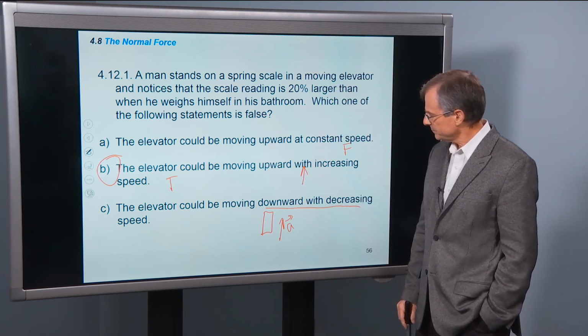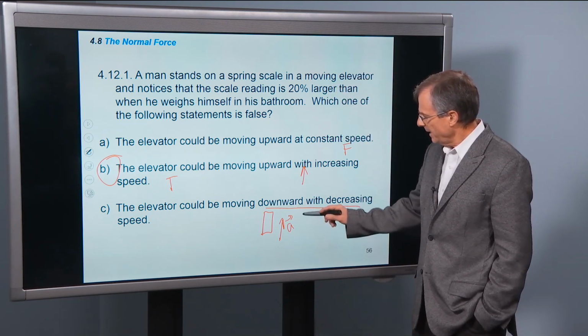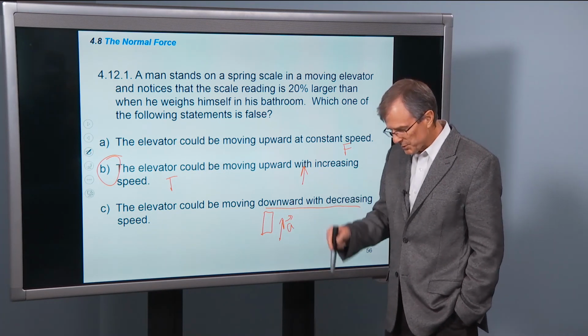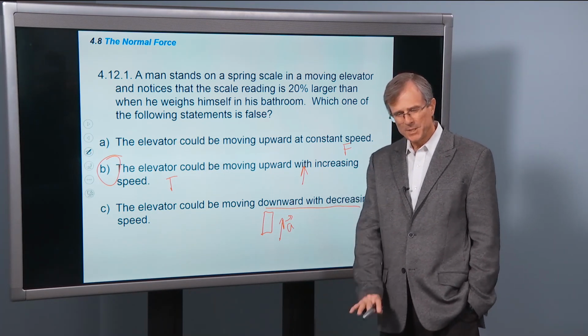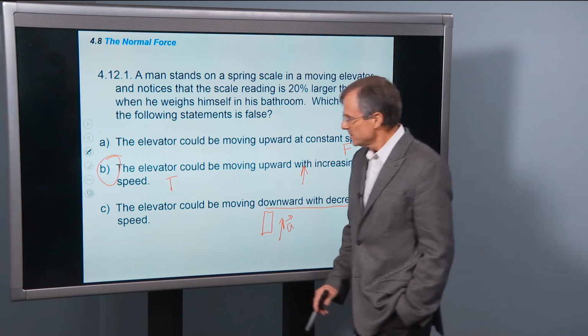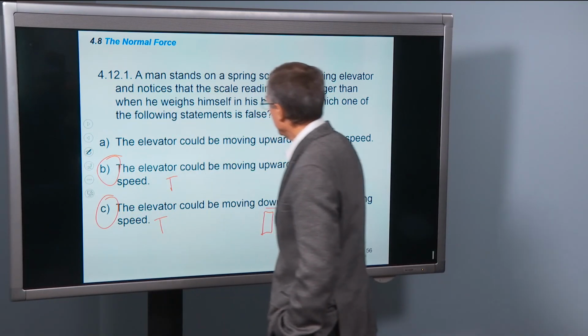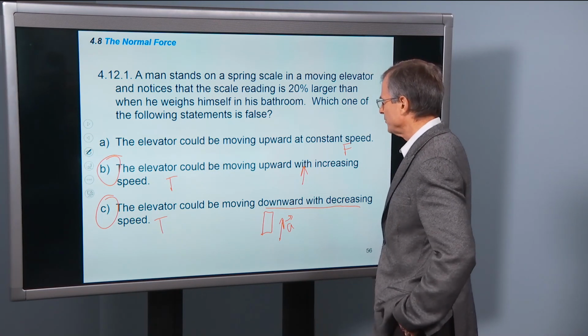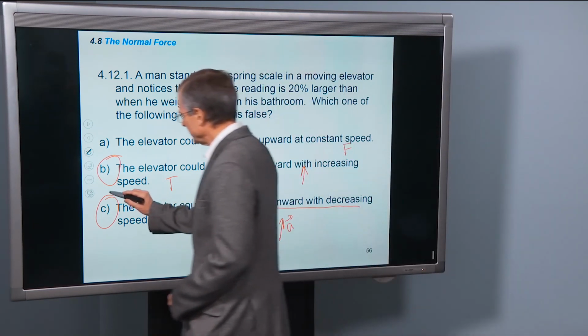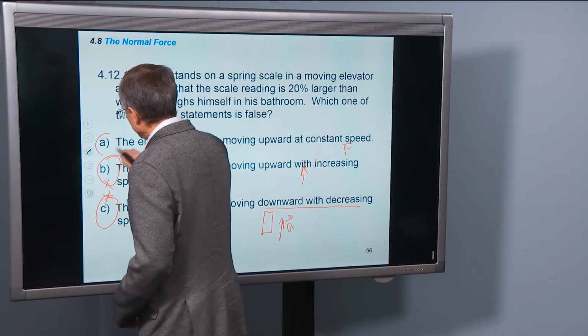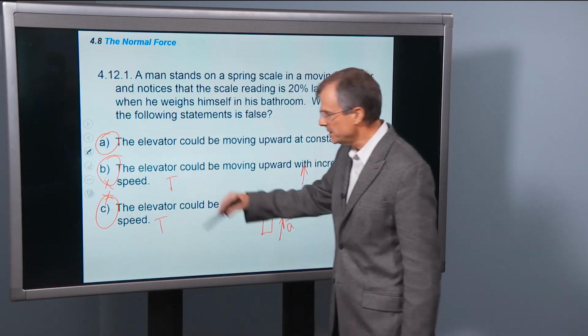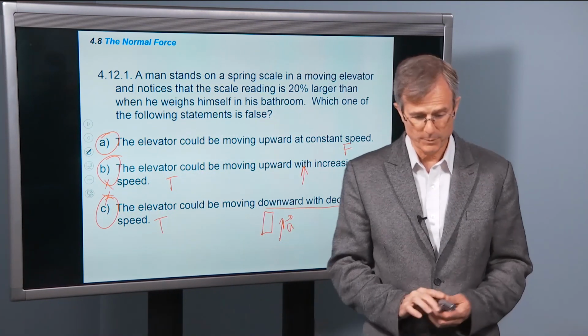And during that period of time, while you're slowing down, you'll see a higher reading on the scale. So this is also a possibility. This is true. You can get that. So we're actually looking at whichever one is false. Sorry, I shouldn't have circled these answers. This one is the false one. Either one of these could be the particular case.